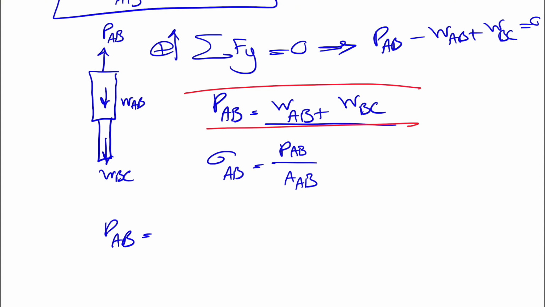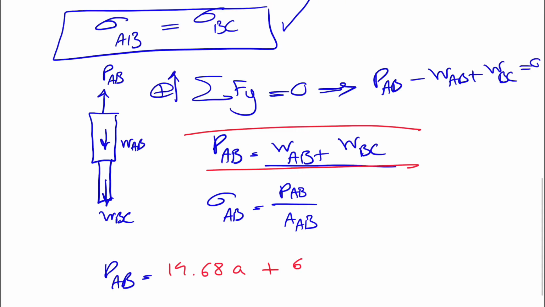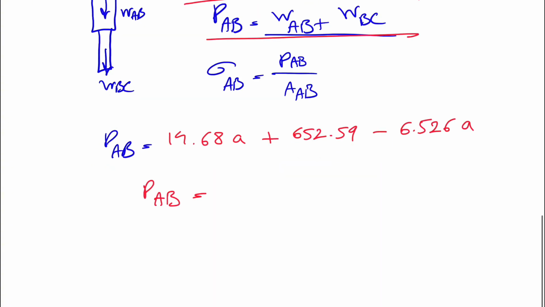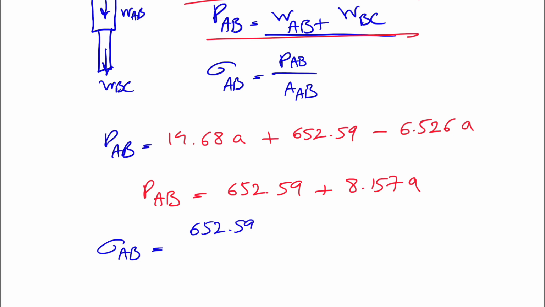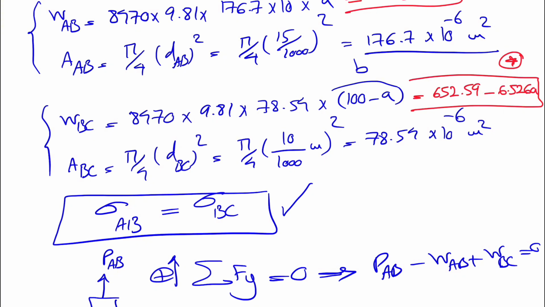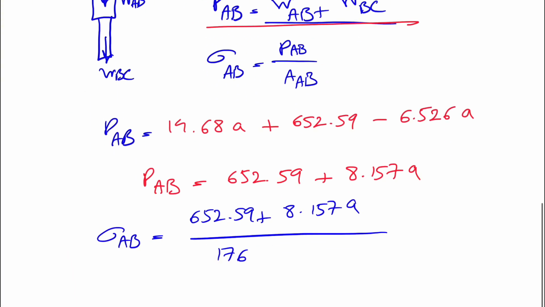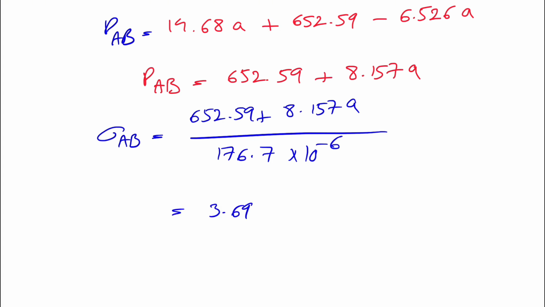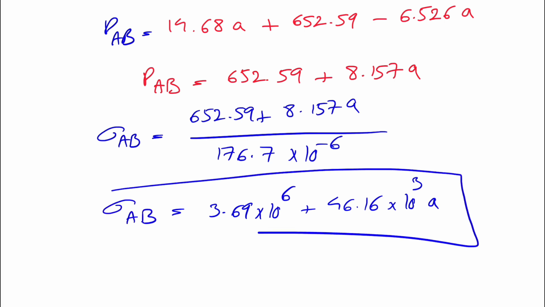So what we're gonna get in here is that 14.68A plus 652.59 minus 6.526A, and if we calculate this, PAB will be 652.59 plus 8.157A. And from here we can find our maximum normal stress, which is PAB over the area which we found at the beginning of the question. So basically we have 652.59 plus 8.157A over 176.7 times 10 to the minus 6, and this is gonna give us 3.69 times 10 to the 6 plus 46.16 times 10 to the 3 A. So that's what we have for AB.